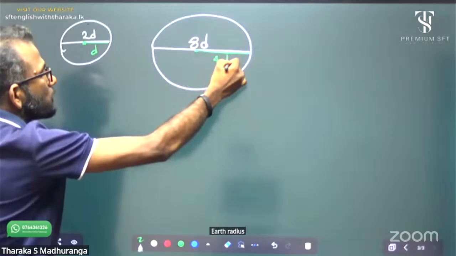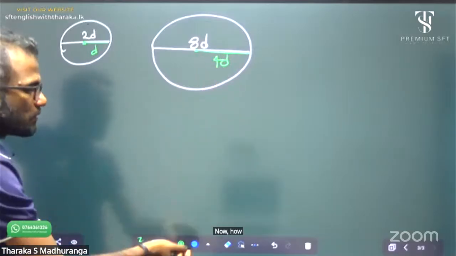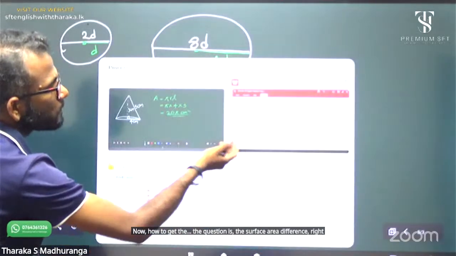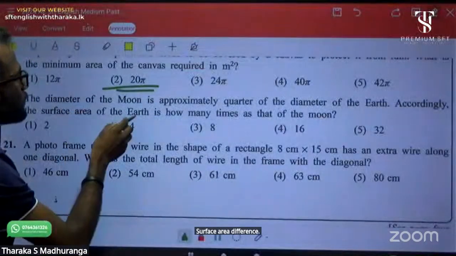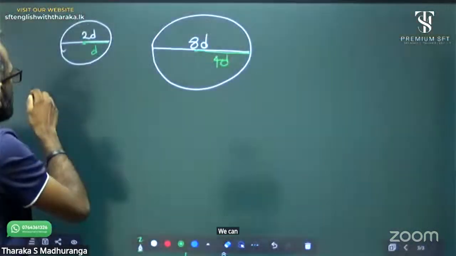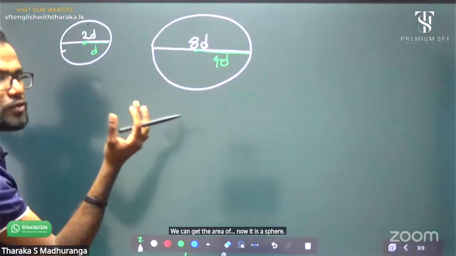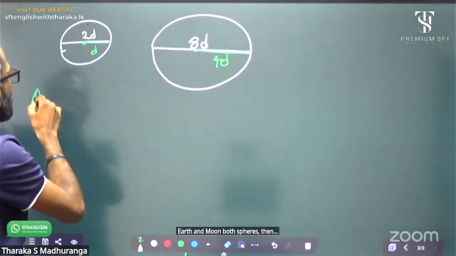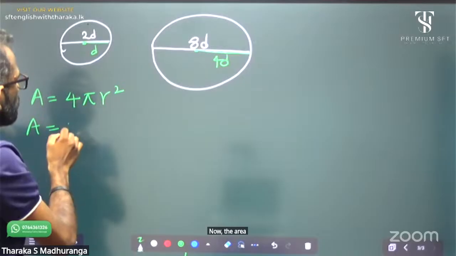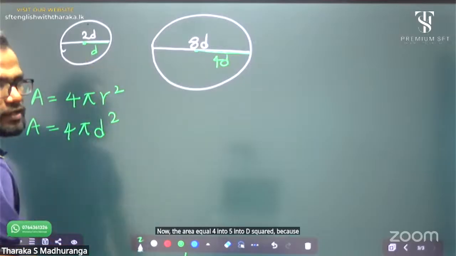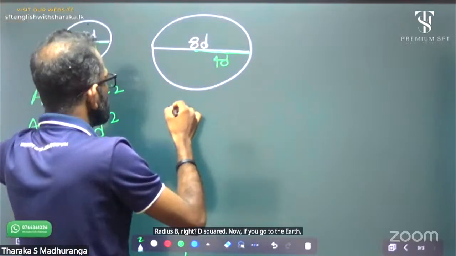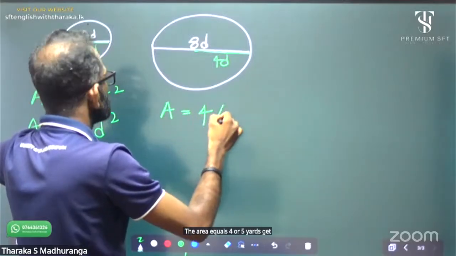earth radius 4D, right? Now the question asks for the surface area difference: the surface area of the earth is how many times that of the moon? Earth and moon are both spheres, so the area equals 4 pi r squared. For the moon, the area equals 4 pi d squared, because the radius is d.